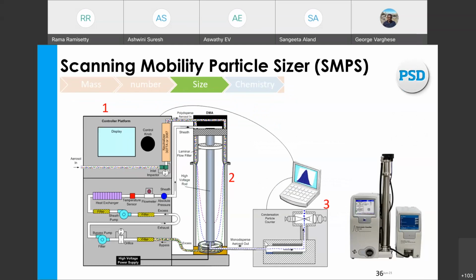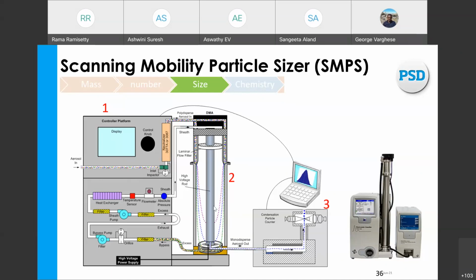This scanning mobility particle sizer, we simply call it SMPS, includes three major parts. One is the classifier, the second part is the differential mobility analyzer, DMA, and the other part is the condensation particle counter. In this, we pull the particles with a pump, and then the particles are neutralized here, which gives them a single charge, and then those particles are pulled into the differential mobility analyzer.